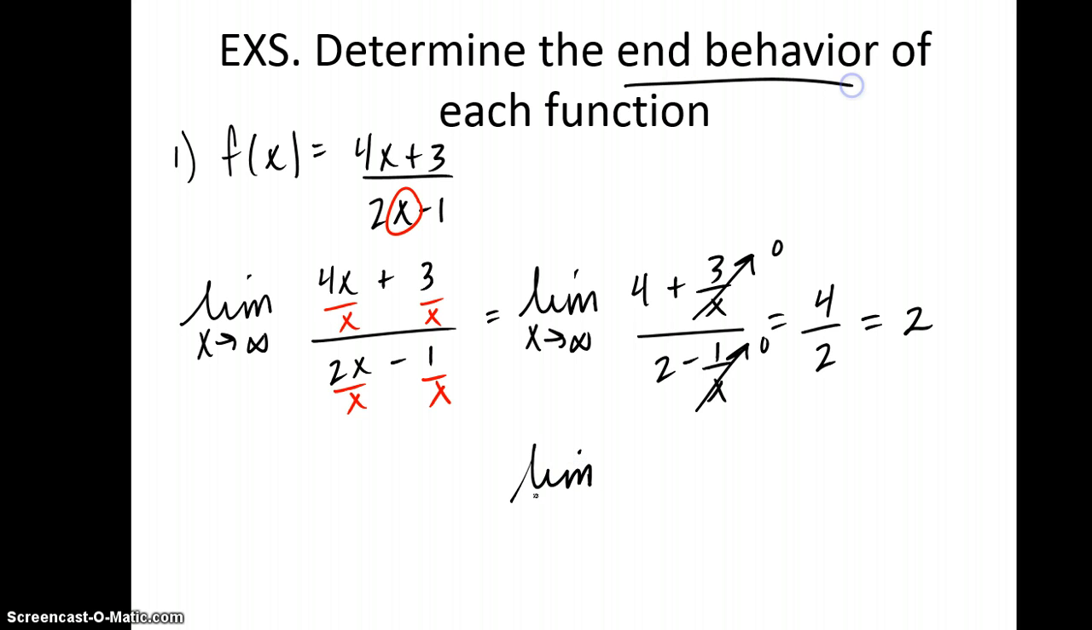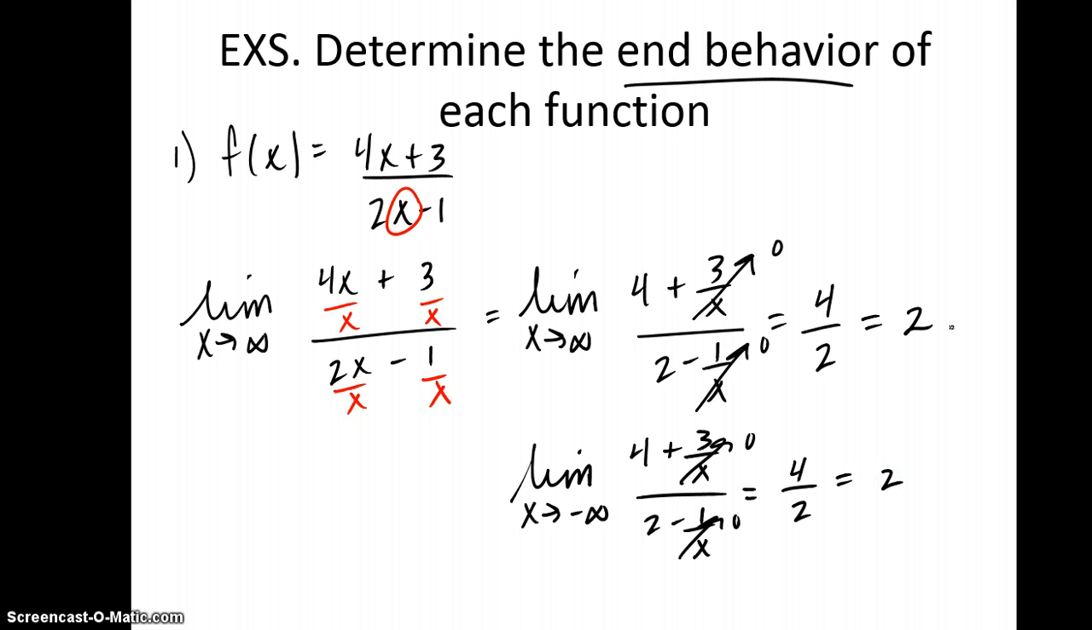Now, end behavior, you always have to look at both cases, positive and negative infinity. And I'm going to use the simplified function. Okay, so I get the same ratio of 4 over 2. And these will approach 0 as well, because the theorem said it doesn't matter if you're approaching positive or negative infinity. Because the limits at infinity exist, what can we conclude? There's a horizontal asymptote at the line y is equal to 2.